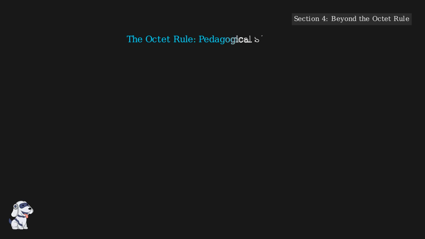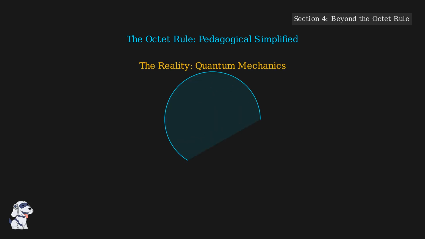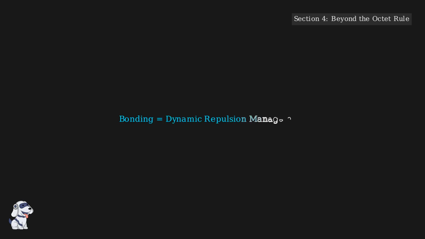The octet rule is a useful pedagogical simplification. We often teach that atoms bond specifically to achieve a shell of 8 valence electrons, as seen in noble gases. In reality, chemical stability is not about wanting 8 electrons. Atoms form bonds primarily to minimize electron-electron repulsion. According to the Pauli Exclusion Principle, electrons cannot occupy the same quantum state. Atoms arrange electrons to avoid these forbidden overlaps. Therefore, the octet is merely a statistical outcome of these quantum constraints, not a fundamental goal of the atom itself.